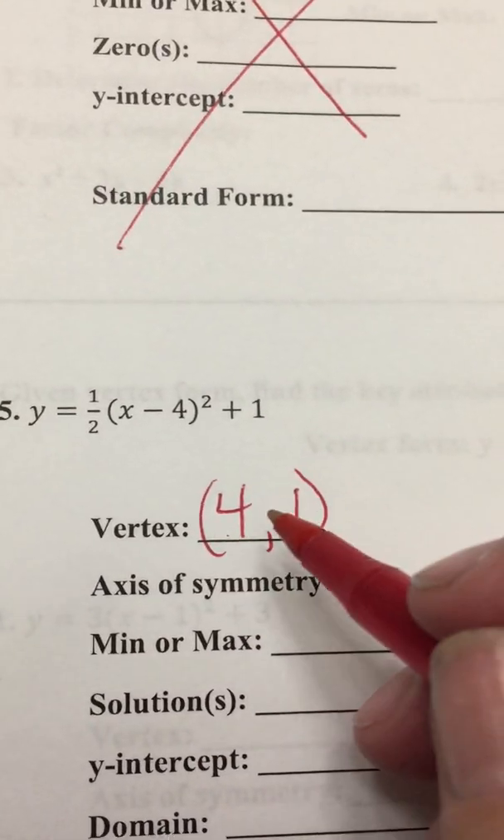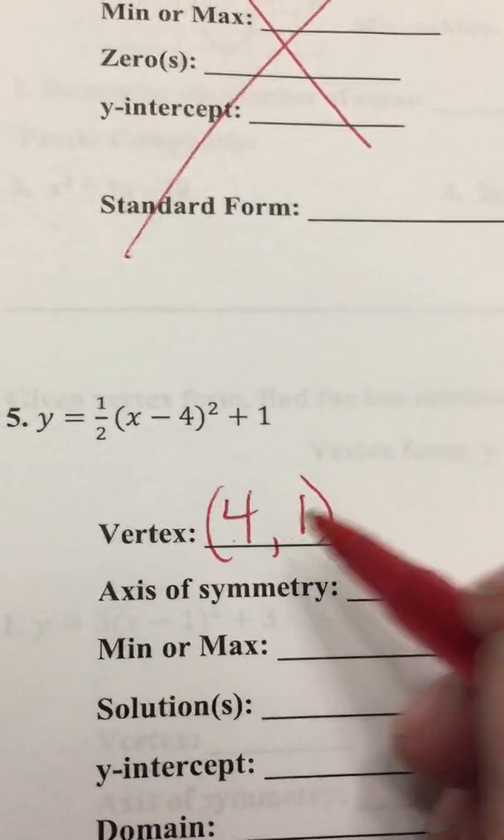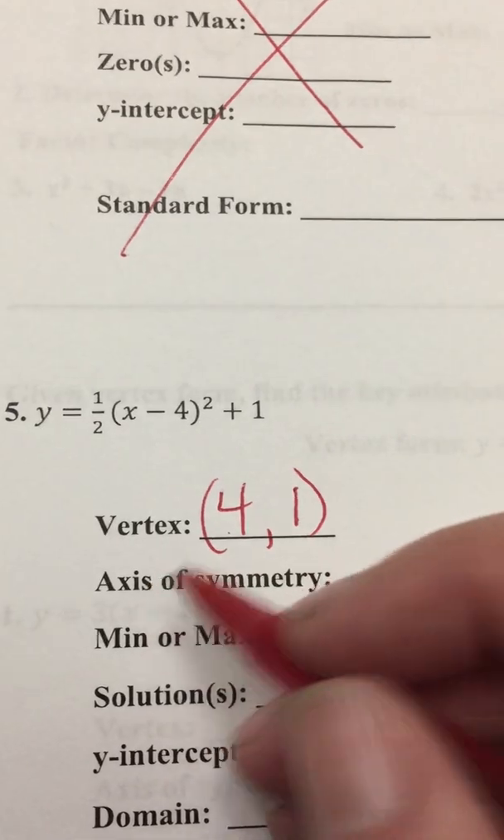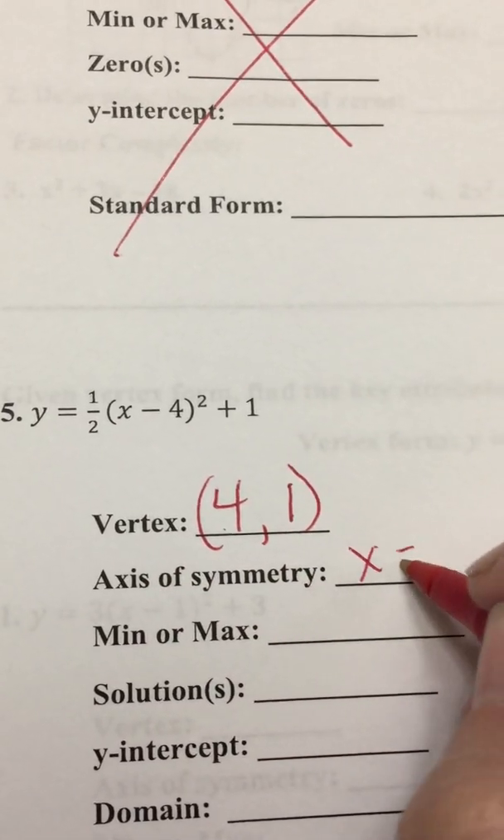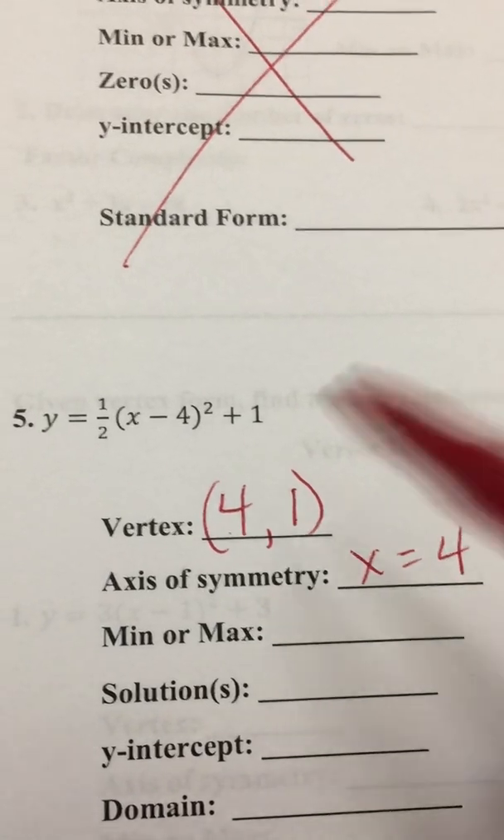Put parentheses around it because it's a location. That is the location of the vertex. Over 4, up 1, you're on the vertex. Now, as soon as I know the vertex, do I know the axis of symmetry? Yes, it's x equals 4. All right, so before we do the rest of this one, let's go over and do the same thing, just picking out the vertex and the axis of symmetry.